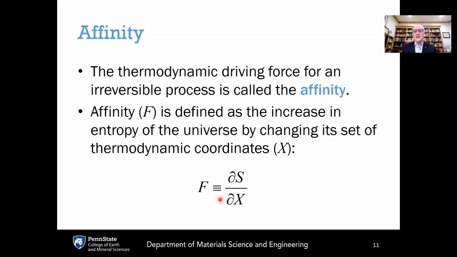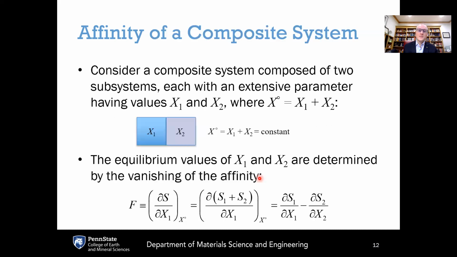On the other hand, if the affinity is zero, that means that we already have an equilibrium system and that there's no way to change its thermodynamic coordinates to increase entropy. So if the affinity is zero, then we do not have an irreversible process. If the affinity is non-zero, then there is an opportunity for an irreversible process to occur to move the universe a little bit closer to equilibrium.